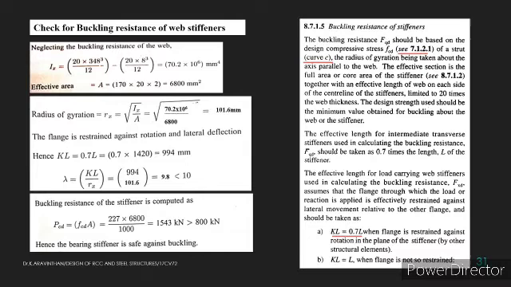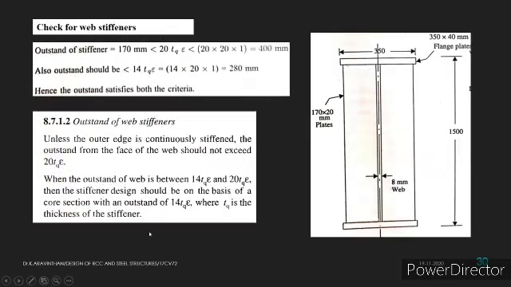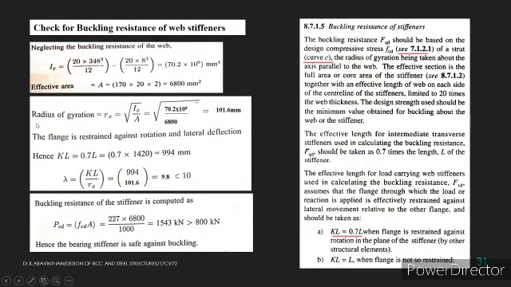Earlier, what have we done? In the earlier part also we designed the web stiffeners and arrived at the thickness. The whole process is designing the section of a stiffener. We have designed 170 by 20 as the size of the stiffener. Right now we are checking the buckling resistance. So what is the load carrying capacity of the web stiffener?